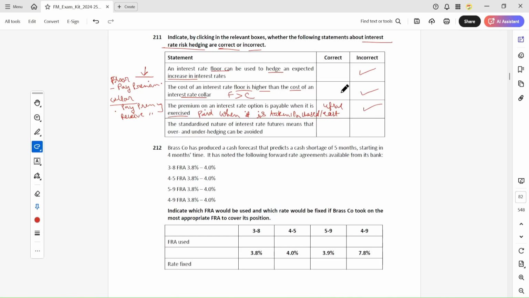The cost of interest rate floor is higher than the collar. Oh, actually this is right. I already explained that the floor cost is higher than the collar. So this is correct.